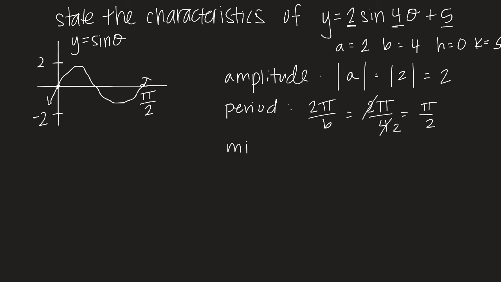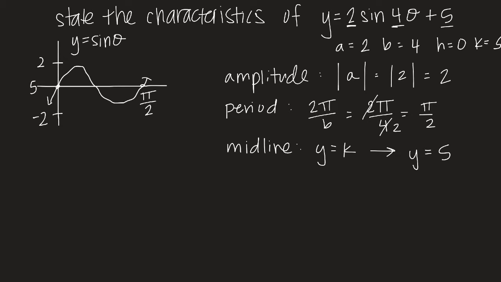Let's talk about the midline. So midline for the parent function is 0, but since this function shifted up 5, this will be 5 now instead of 0. So I'm going to put y equals 5. It's basically just whatever the k value is. So actually I'm going to put y equals k, and that means it's y equals 5. So it's the vertical shift, whatever that number for k is.